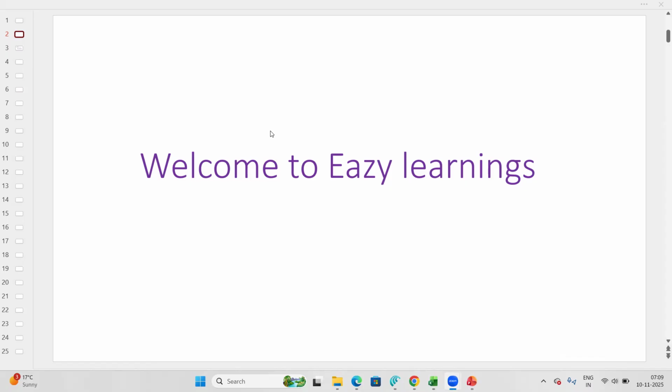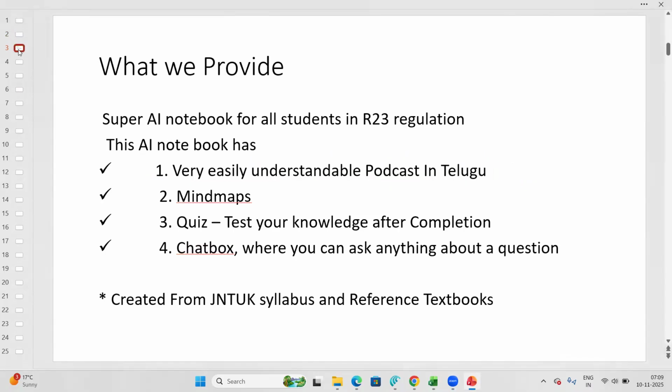And what we provide with Easy Learnings is a super AI notebook for all your subjects. This is specifically designed for engineering and all the related branches. With the help of Easy Learnings, we'll be providing you an AI notebook. So what will you have in this AI notebook?